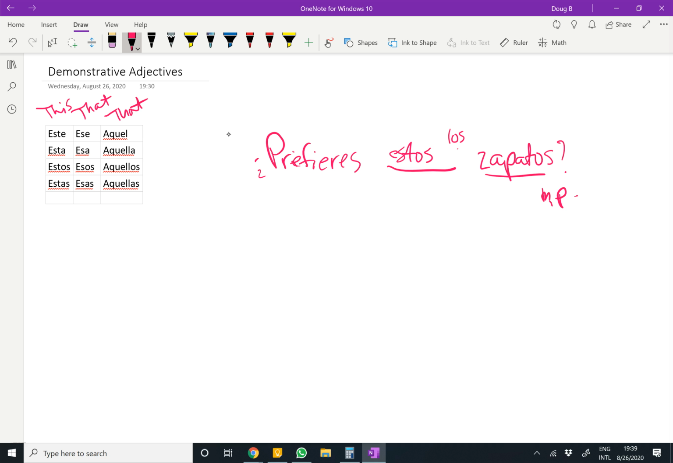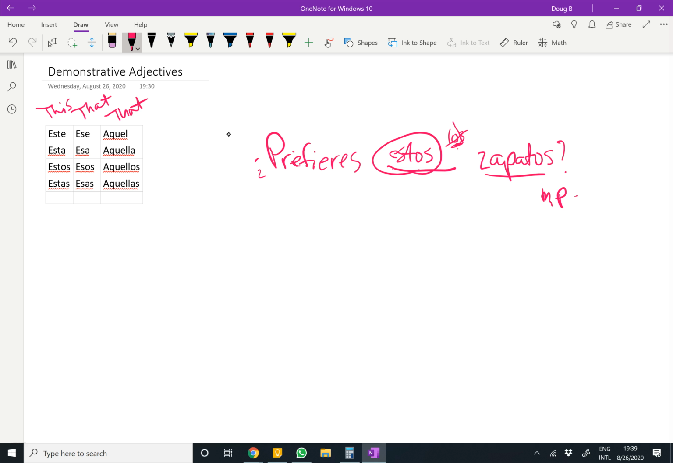So a mistake I see some students doing is leaving the los in there, which is the article. And in this case, you take the article out. It would be like saying in English, do you prefer these, the shoes? Sounds weird, right? Estos, with one of these demonstrative adjectives, you leave that out, right?